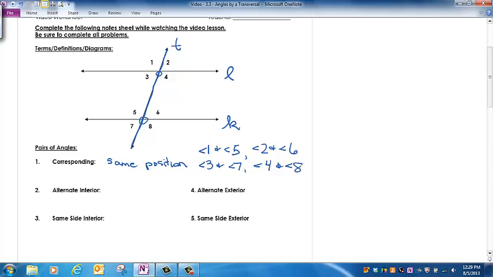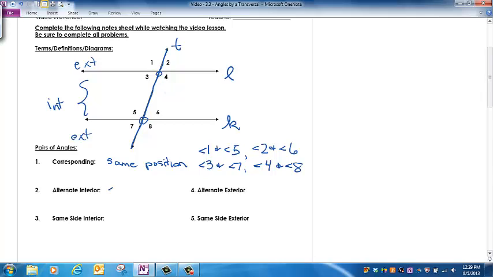When we look at our neighborhoods, we notice that there's an inside between the two lines. We'll call that the interior. And there's an outside, exterior on top, exterior on bottom. Our next pair is called alternate interior. So we're looking inside the lines. Now, alternate doesn't mean it's on the same side, but rather alternating sides of our transversal.